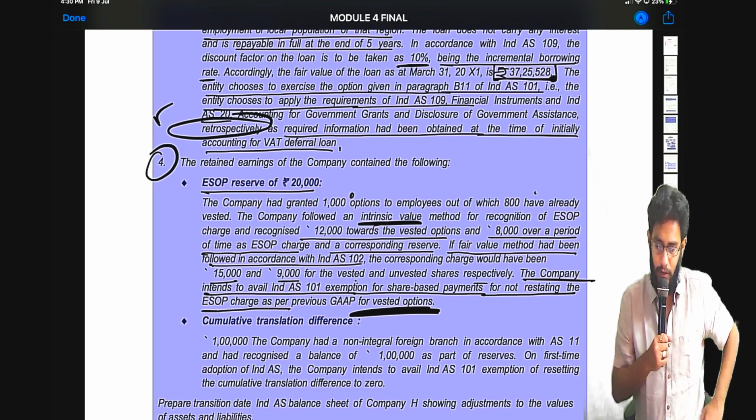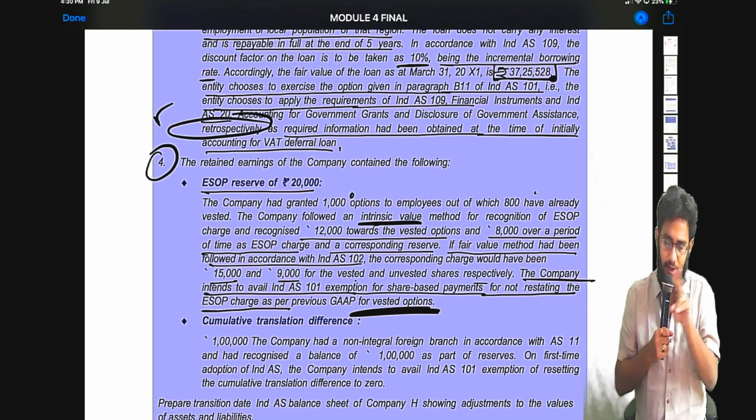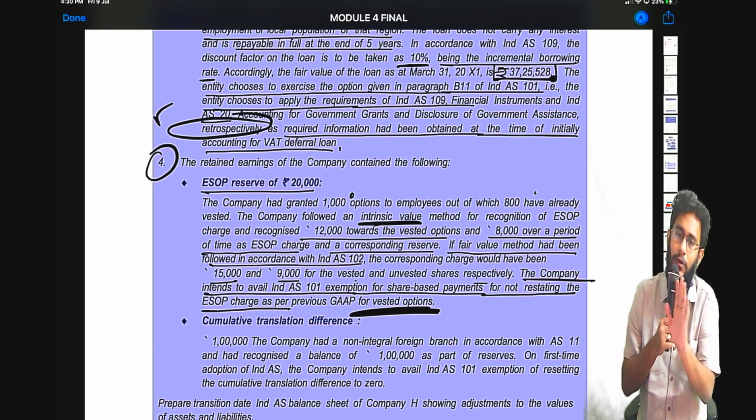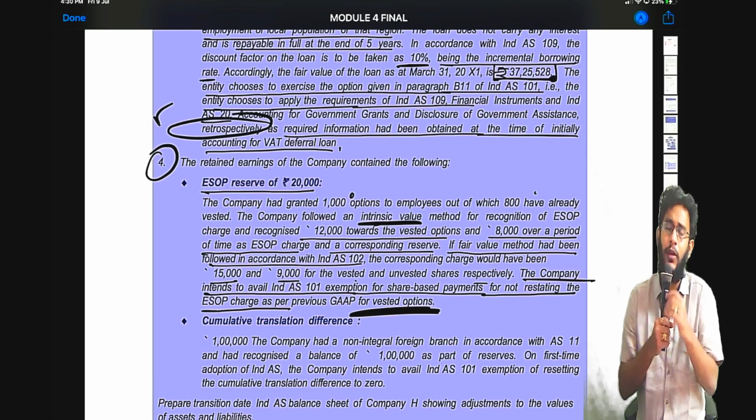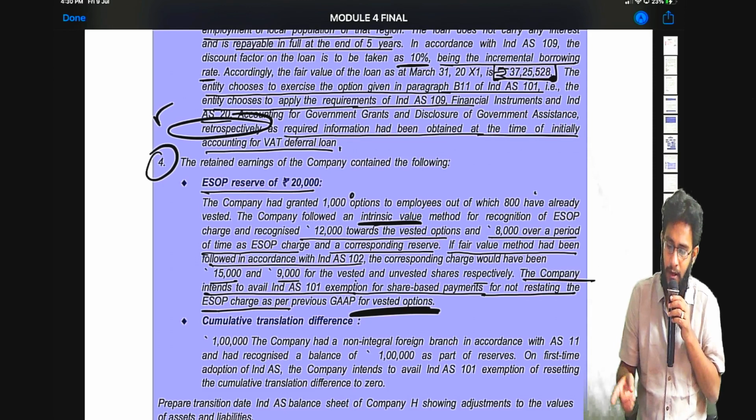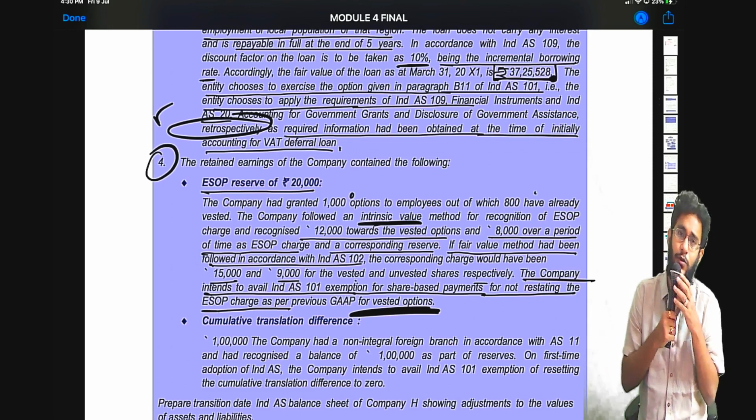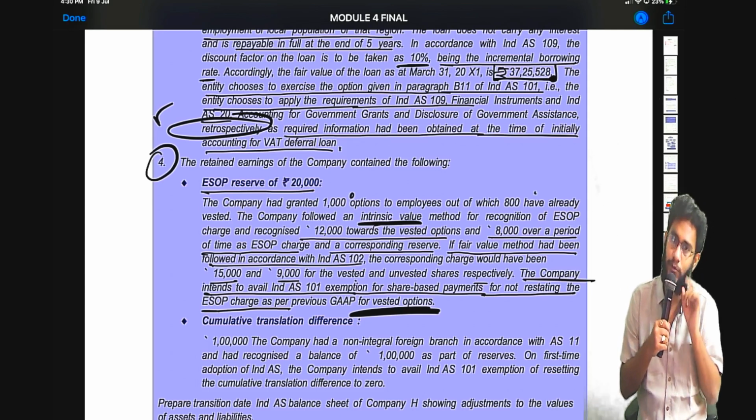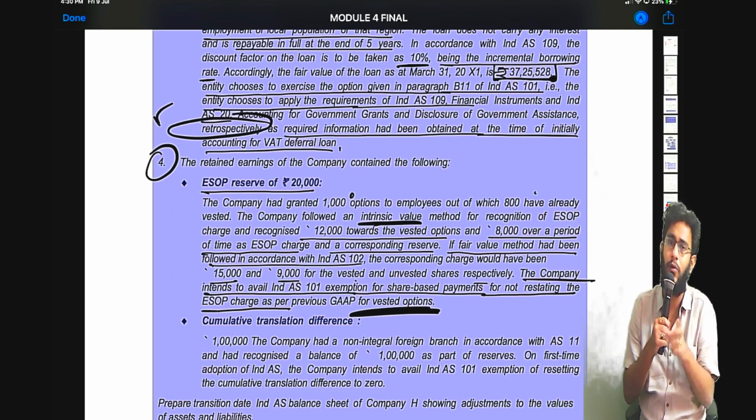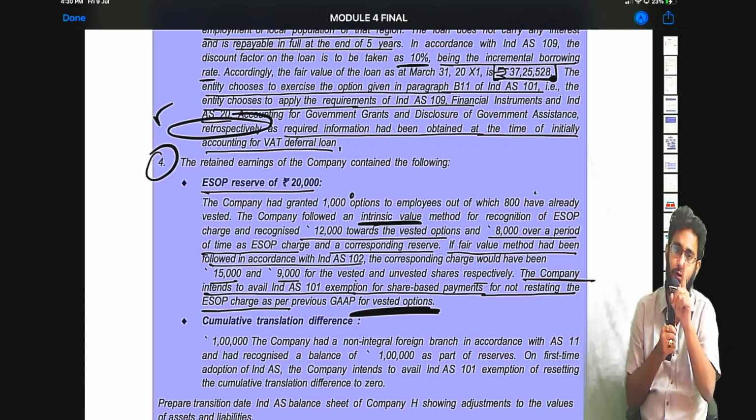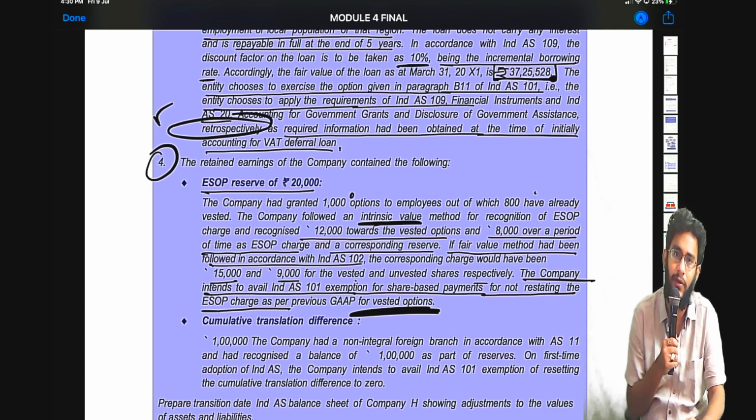So what you have to do? At 20,000, 12,000 is one component, 8,000 is one component. 12,000 relates to vested options. Forget about that. At 12,000 will stay like that only. You need not make 12,000 into 15,000. Forget that. That is an exemption. Whereas the 8,000 which relates to unvested options, that definitely you have to apply Ind AS 102 retrospectively, which means that 8,000 has to be now made to 9,000. So how much increase in the obligation? 1,000 rupees. Corresponding debit of that will be given to retained earnings.